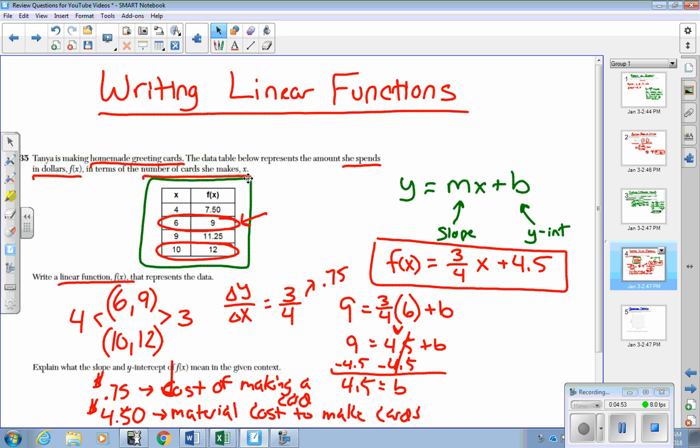And for the equation, make sure, like we did here, that you use the right variables that are given to you, whether it's in a table or in the question.